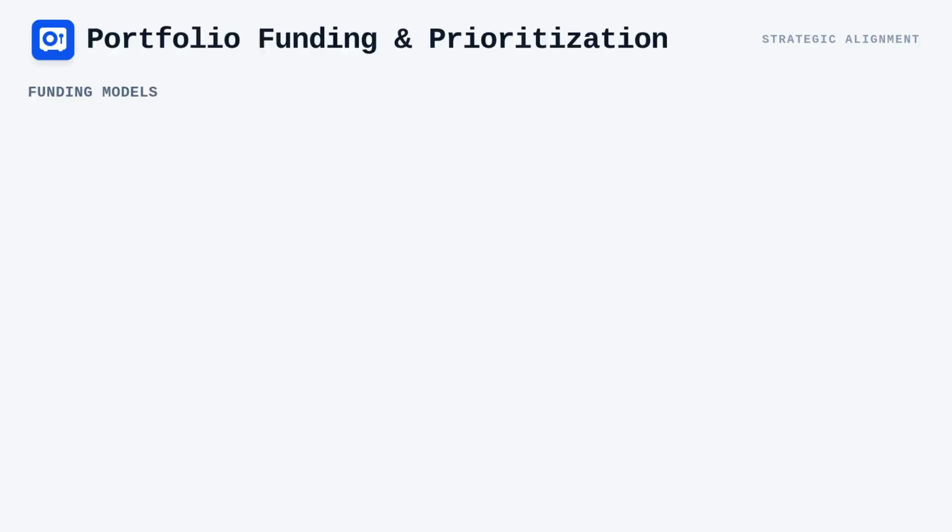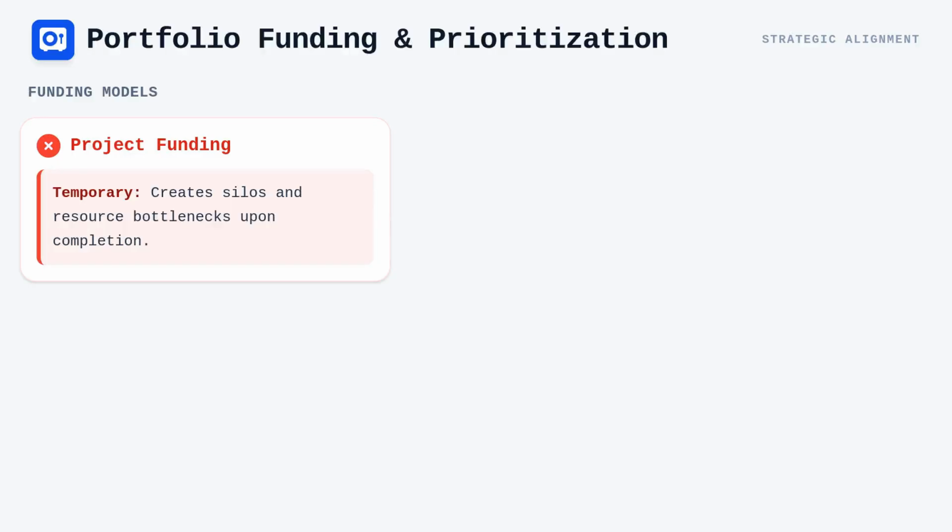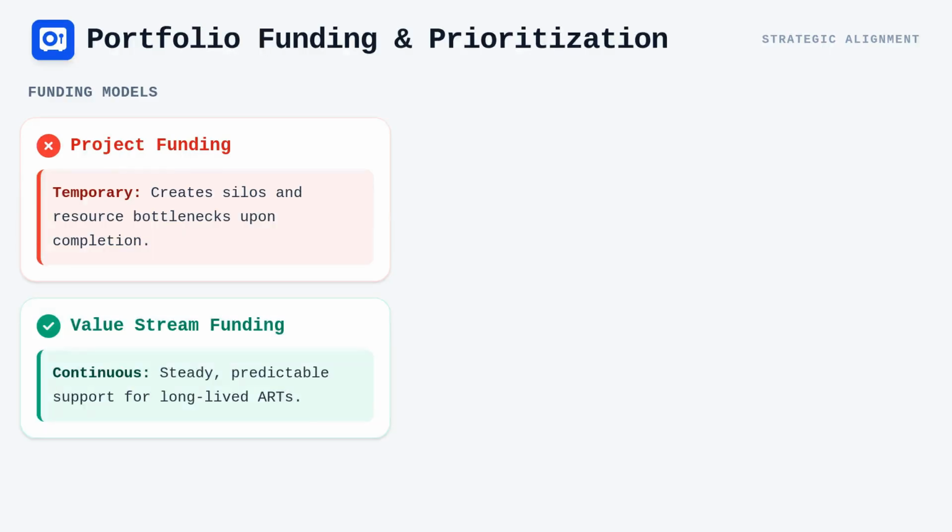Distinguishing between funding models is another area where candidates often stumble, specifically the difference between funding value streams versus individual projects. Projects are inherently temporary, often leading to organizational silos and resource bottlenecks when the project ends, which contradicts the long-lived nature of an Agile release train. By contrast, funding value streams provide steady, predictable support for the people and assets required to deliver continuous value.